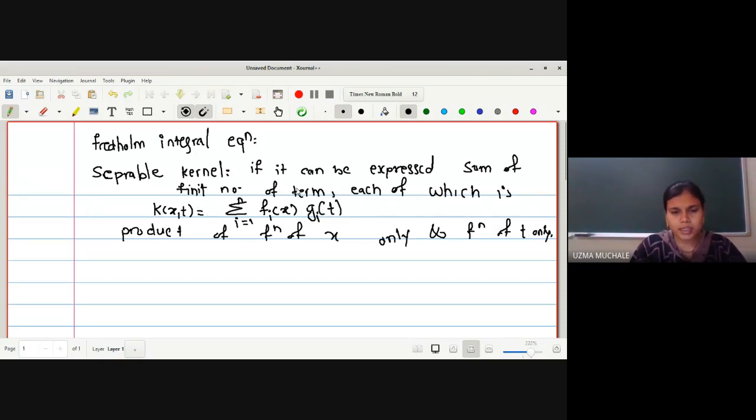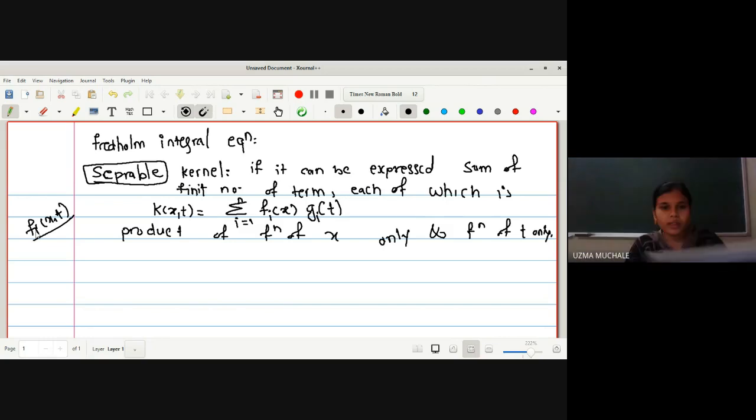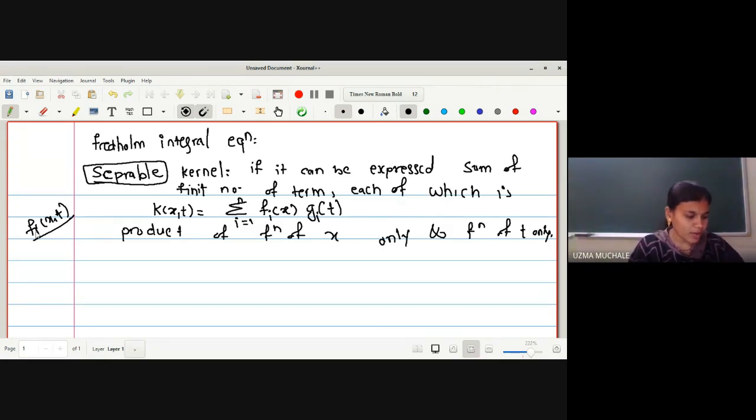So what is a separable kernel? It is simply a sum of products of functions of x only and functions of t only. It will not be like phi_i of x,t. It is simply a function of x only, and the second term will be a function of t only. The name itself suggests this. So this is what a separable kernel is. Now we will see the Fredholm integral equation with a separable kernel. That means we are going to solve the Fredholm integral equation of the second kind with a separable, or degenerate, kernel.